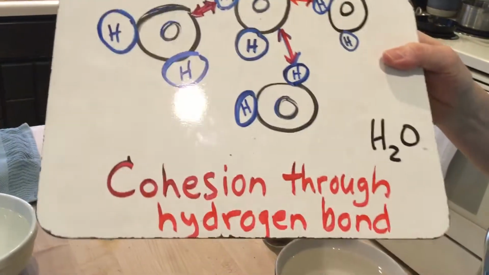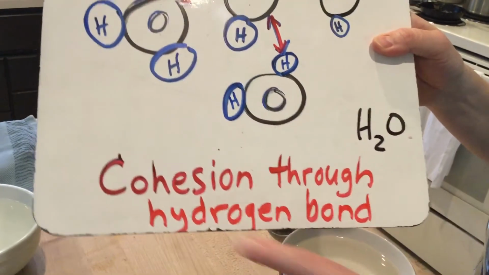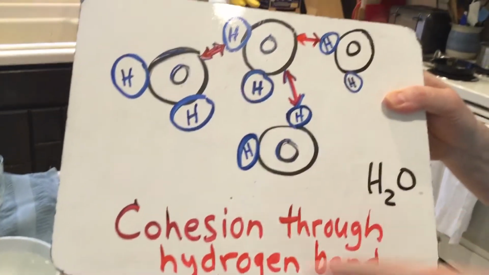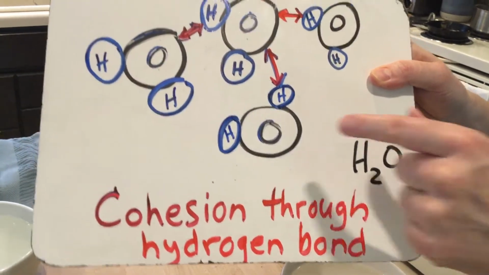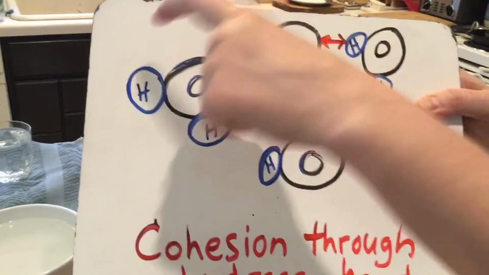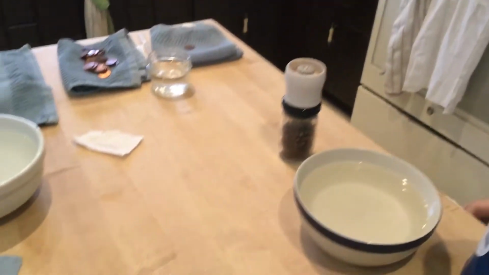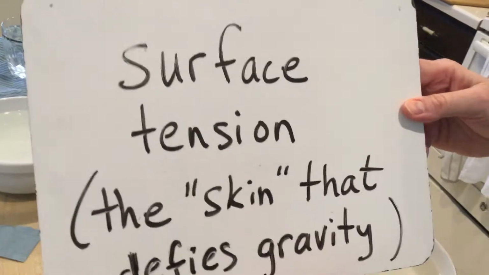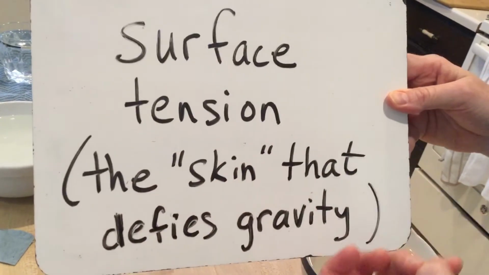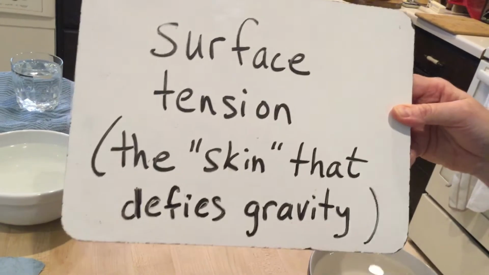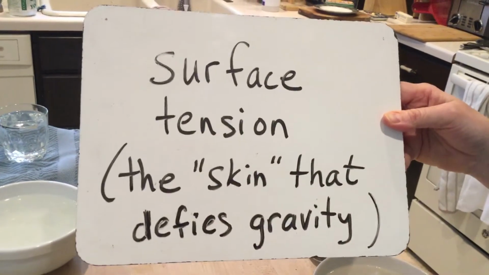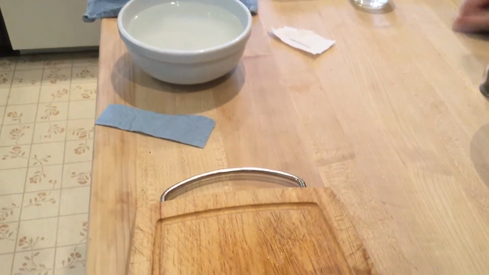And this stickiness is called cohesion. Cohesion. So this shows you the cohesion through a hydrogen bond. So each water molecule is going to want to stick to the neighboring molecule. And when that happens, we form something called surface tension. Surface tension is this skin that defies gravity. It forms on the surface of the water, and it can do some pretty amazing things. So follow me while we take a look at all the different experiments we can do with surface tension.